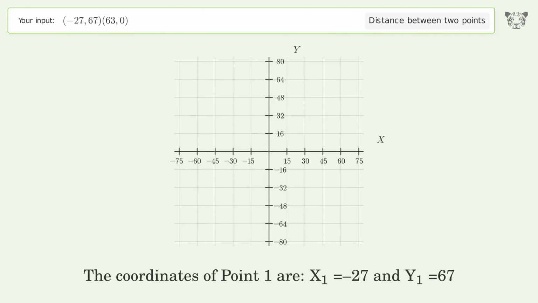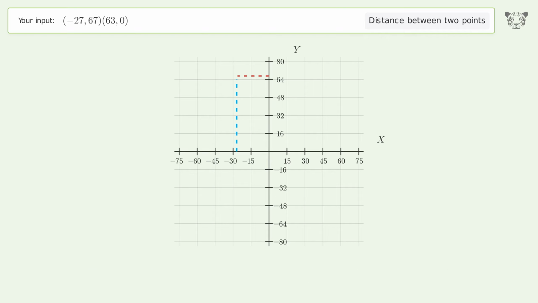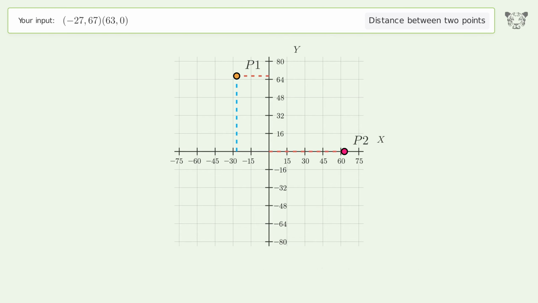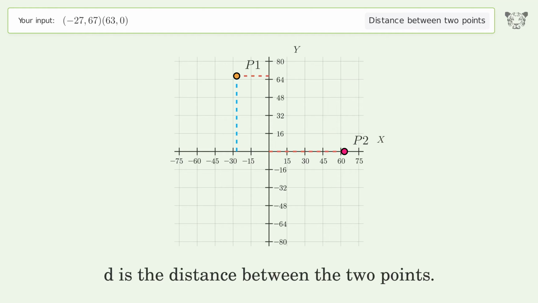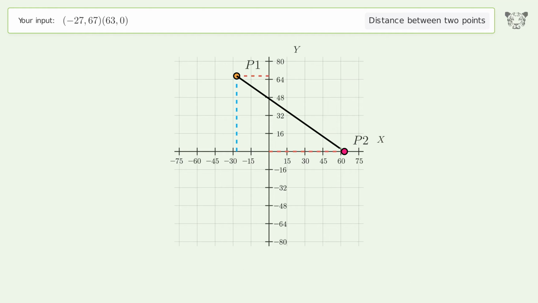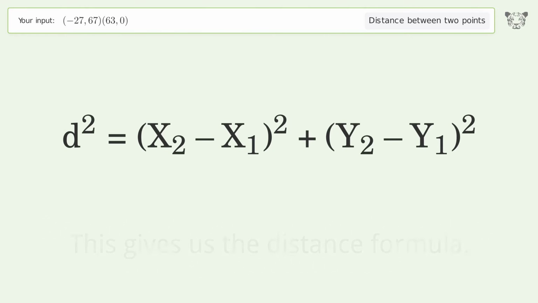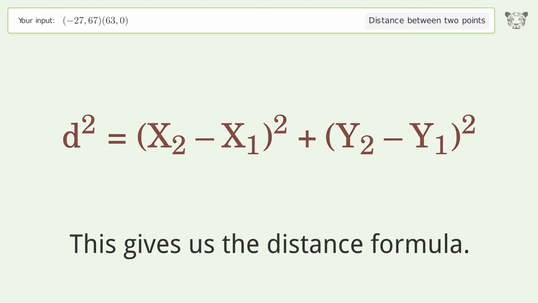The coordinates of point 1 are, x1 equals -27 and y1 equals 67. The coordinates of point 2 are, x2 equals 63 and y2 equals 0. D is the distance between the 2 points. First, take the square root of both sides of the Pythagorean theorem. This gives us the distance formula.